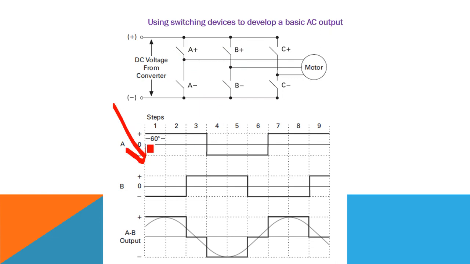Here we will be able to see switches A and B. There are switch A plus and A minus, and B plus and B minus. By suitably controlling this on time, we will be getting on time like this. So we are considering AB plus and AB minus.